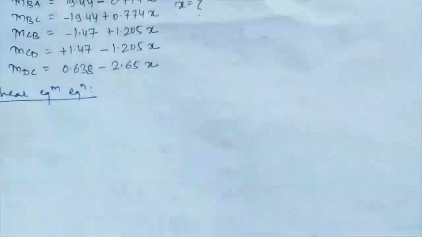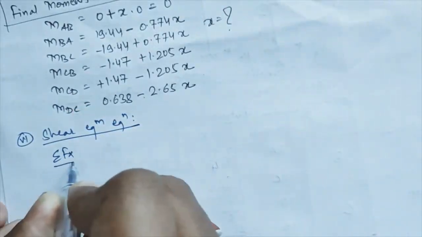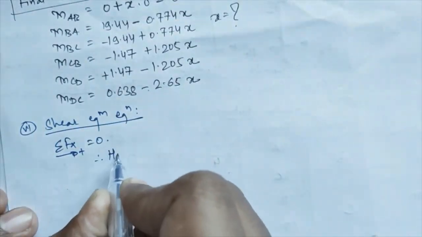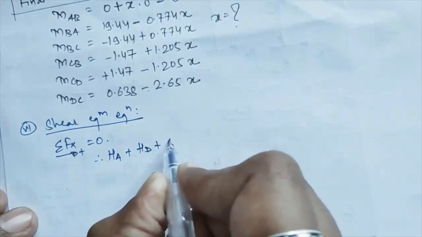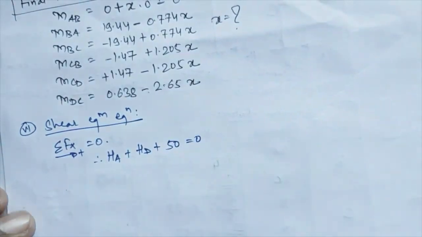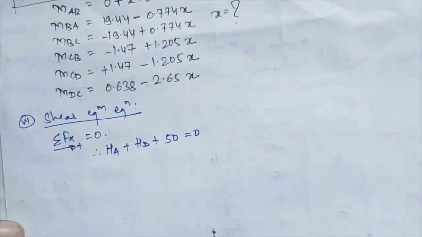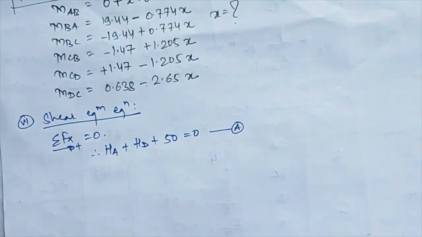Using the summation of Fx relation, with rightward forces positive, equal to 0, I get the horizontal forces HA plus HD plus the horizontal point load, which will be equal to 0. Here your UDL will not be considered because the UDL acts vertically downward. I will call this relation A.